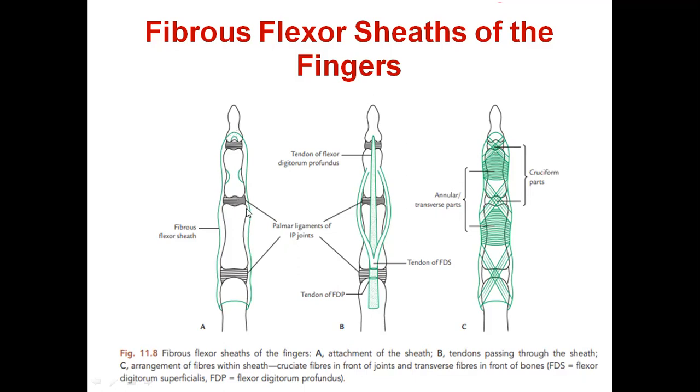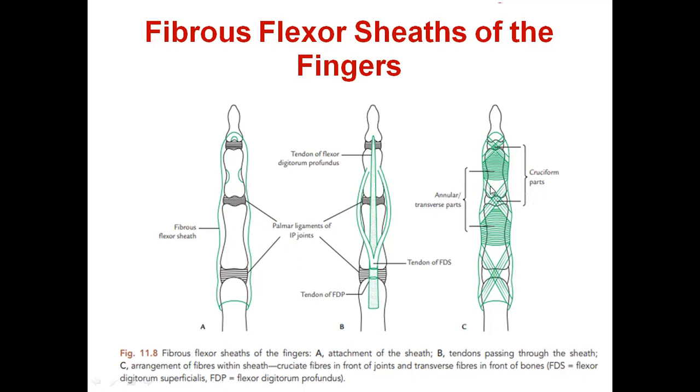Now, if you come to this picture, over the interphalangeal joints, you find the arrangement of the fibers of the fibrous flexor sheaths is like crisscross, X, cruciform direction. You call it cruciform fibers. Whereas in between, over the bones of each phalanx, you can see they are like rings. That's why you call it annular arrangement. So ring-like is annular arrangement. X-like arrangement over the joints is cruciform.